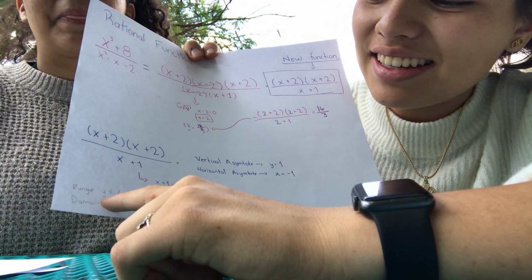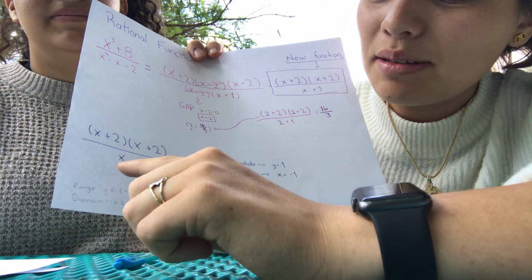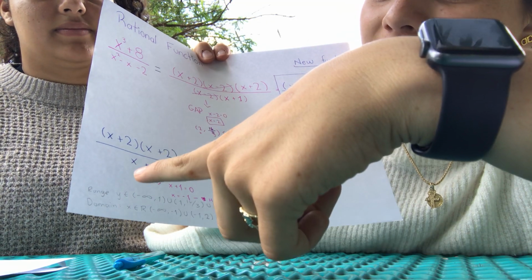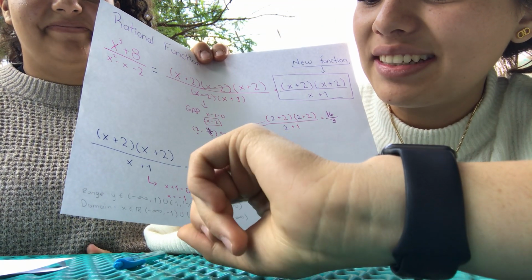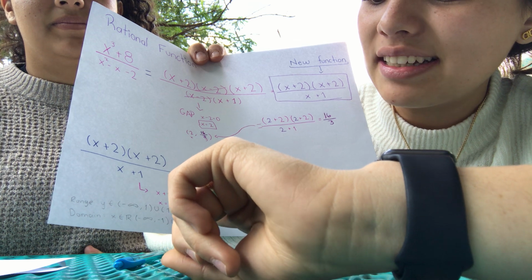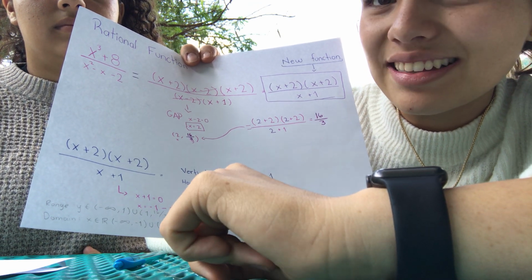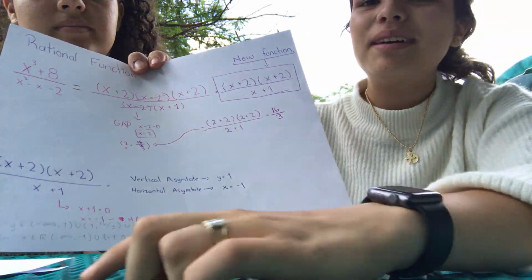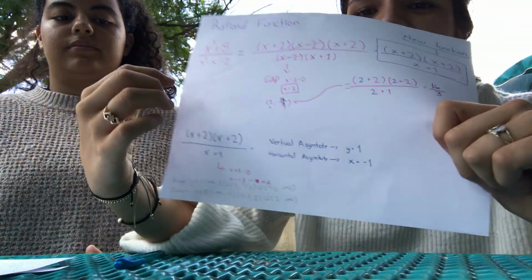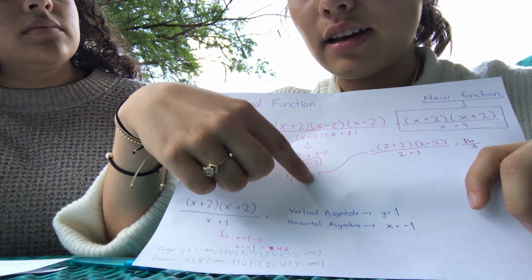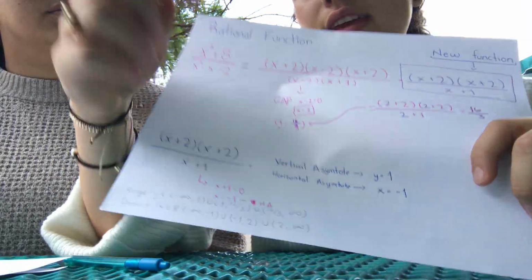And then the range. The range is y belongs to minus infinity to 1, including 1, comma, 16 over 3, including 16 over 3, comma, infinity. And we included the numbers in the middle because we need to mark the coordinates of the gap.